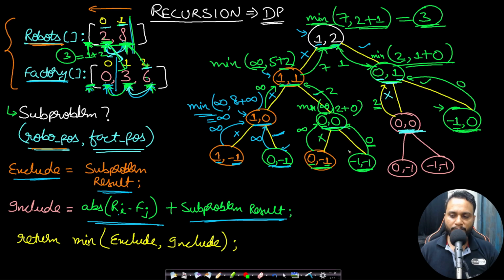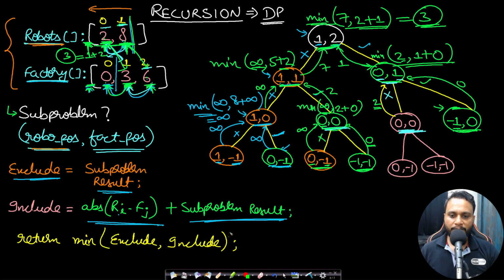This is a small example, so it is not very prominent. But if you take a larger example, you will see that a lot of repeating subproblems will come. And since there are repeating subproblems, it is always recommended that we remember the solution of the subproblem when we solve it the first time, and then we return it as long as we keep on seeing that same subproblem, right?